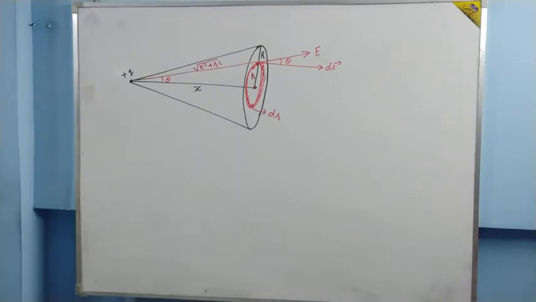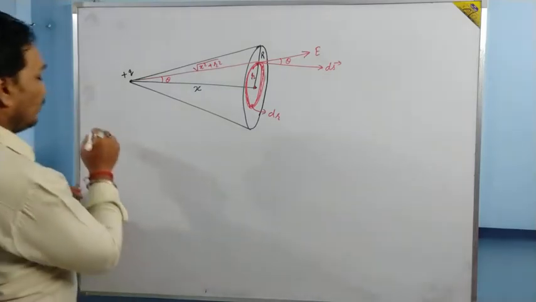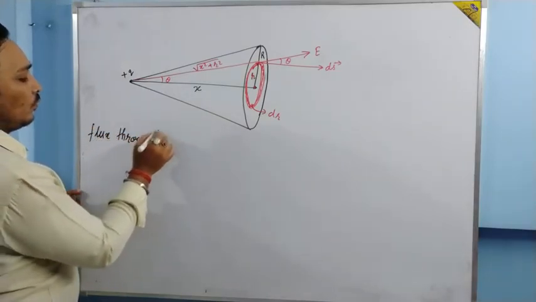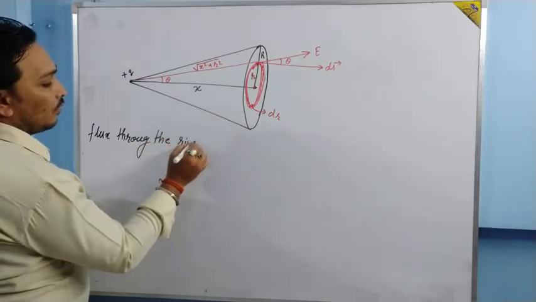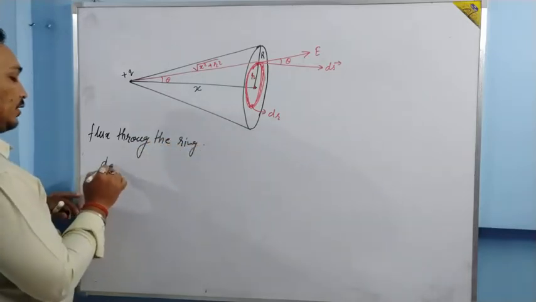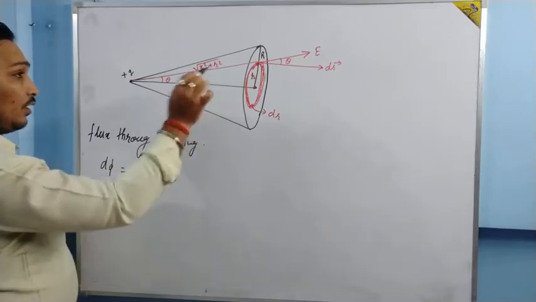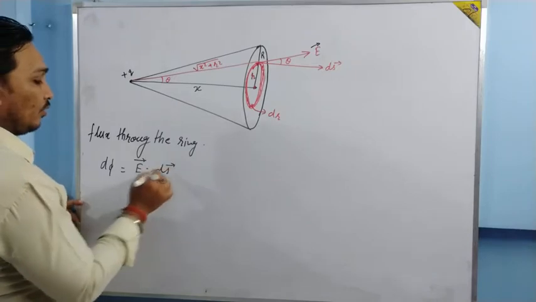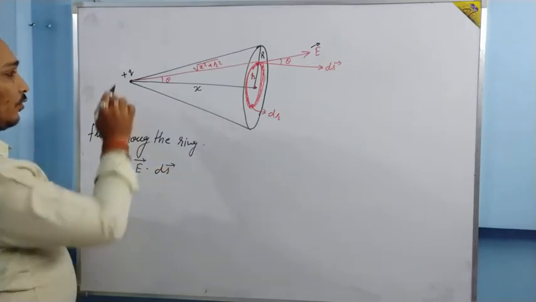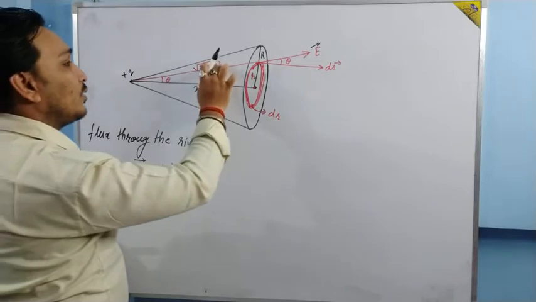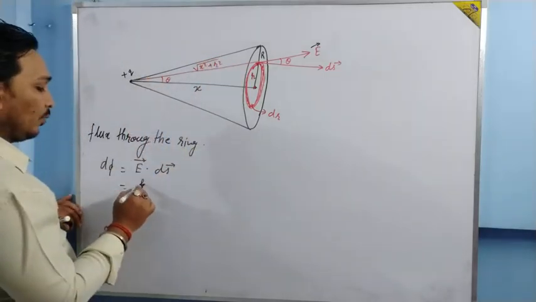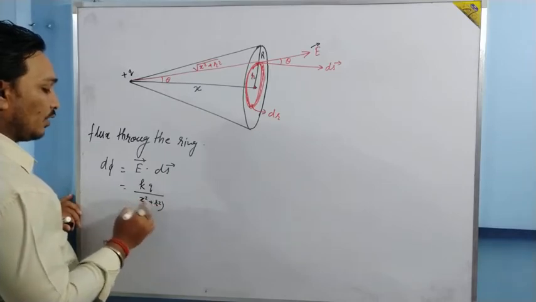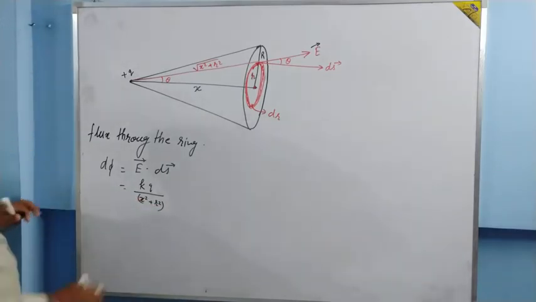Now what we are going to calculate is the flux through the ring. So d phi is equal to electric field dot ds. What is the electric field? It is at the distance under root x square plus r square from the charge. So electric field will be kq upon under root x square plus r square whole square, that will be x square plus r square only.